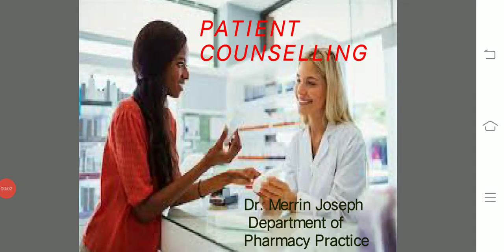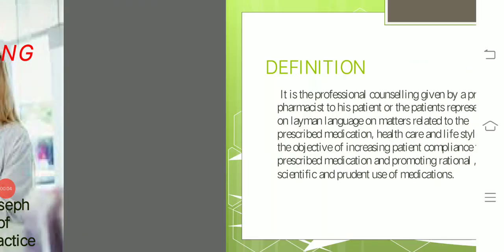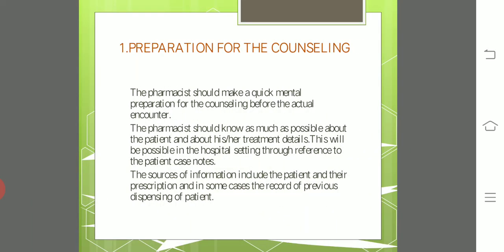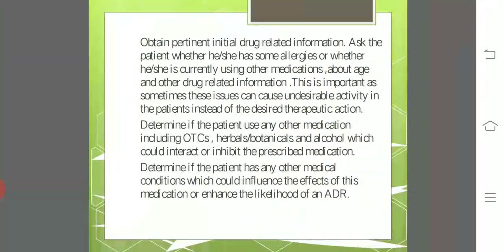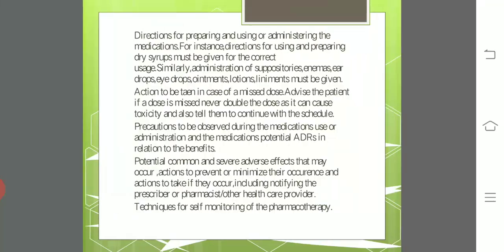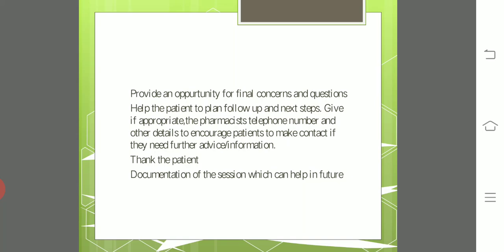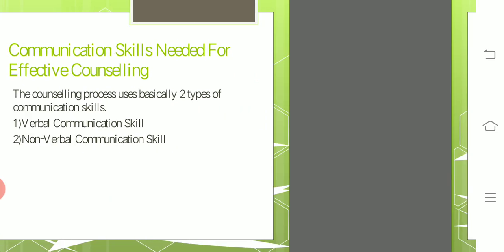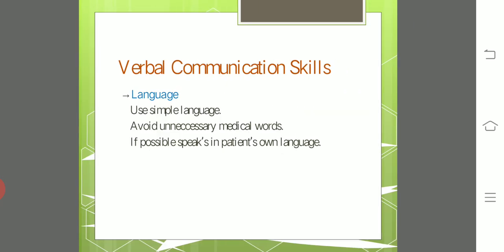So today we are going to discuss patient counseling, its definition and the 4 steps for patient counseling, which we have already discussed in the last class. So now I am going to the communication skills needed for effective counseling. The counseling process usually uses basically 2 types of communication skills: verbal communication skill and non-verbal communication skill.